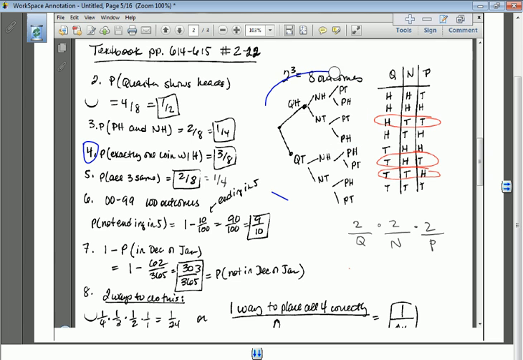Okay, let's take a look at number 3. Number 3 says the penny and the nickel show heads. So if we had the penny and the nickel showing heads, the penny and the nickel show heads here. So that's one case. And the penny and the nickel show heads here. So 2 cases out of the 8 possibilities have a penny and a nickel with heads. 2 eighths, which is 1/4. Does that make sense? Okay?